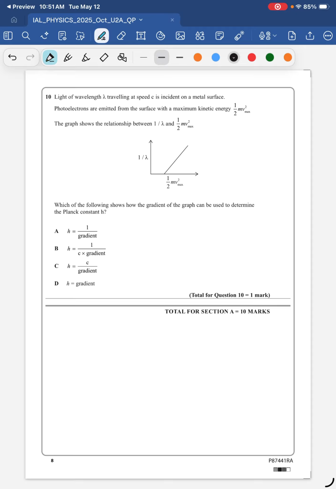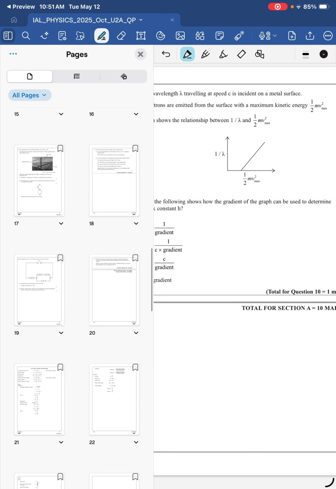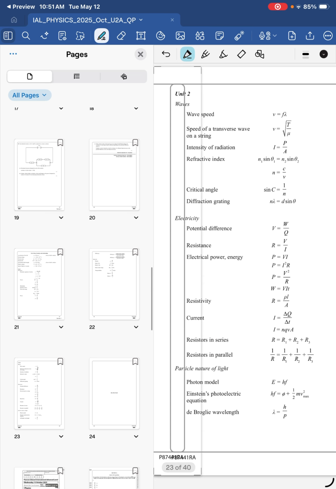Which of the following shows how the gradient of the graph can be used to determine the Planck constant h? So let's write the photoelectric equation, which I think is actually given. You don't have to remember it.